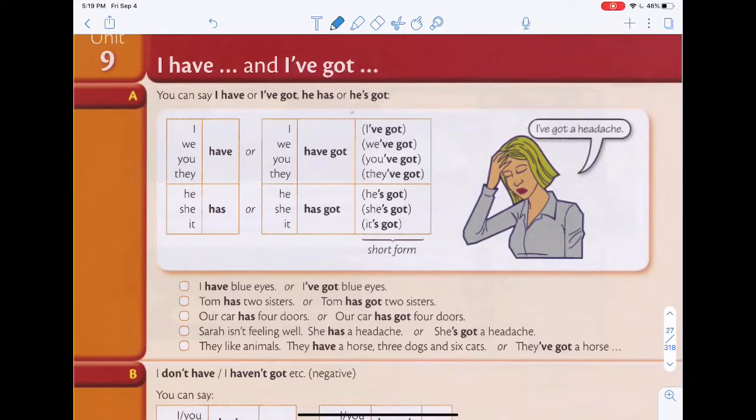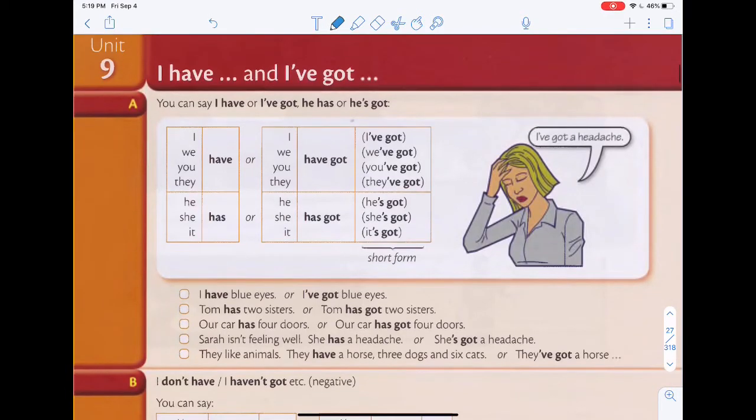Hi everyone, so today we are going to learn Unit 9, which is I have and I've got. So these two actually mean the same thing, and let's look at some examples. Okay, so for I, we, you, and they, you will use have. He, she, and it, you'll use has.